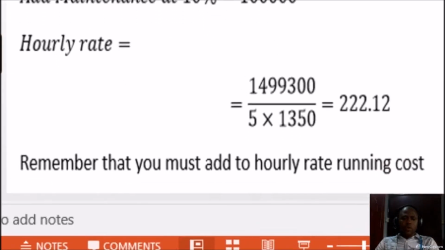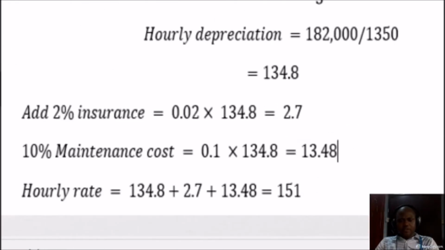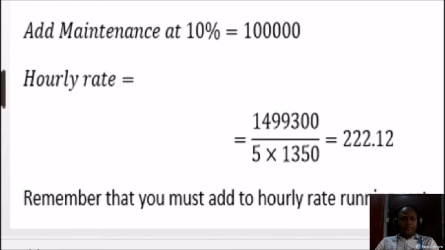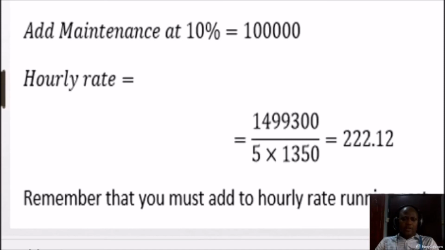Then we also remember that we will add the running costs to this hourly rate. Comparing this hourly rate with the previous one obtained from the simple method, which is 151, the hourly rate obtained from the interest on capital outlay is 222.12. From the result of both, we can see that the interest on capital outlay rate is higher than that of the straight line method.